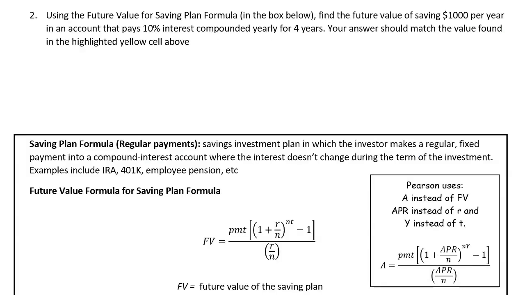Now that we've learned about this problem, let's see if we can redo it using the formula that I have here at the bottom of the page. Problem 2 says, using the future value for a savings plan formula, find the future value of saving $1,000 per year in an account that pays 10% interest compounded yearly for 4 years. If we do it correctly, our answer will match what we got for problem 1.